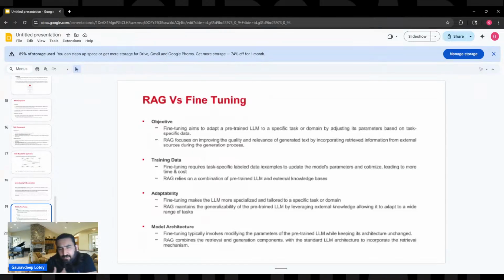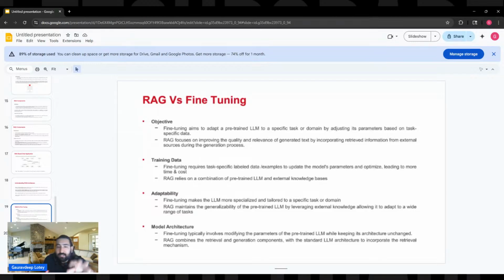Now let us understand one important question that many people will be interested to understand. What is the difference between RAG and fine tuning? Okay, this is a very important concept to understand. And if you understand it very well, you will be able to decide whether I have to do fine tuning or I have to do RAG. So the objective, first of all, what is it?